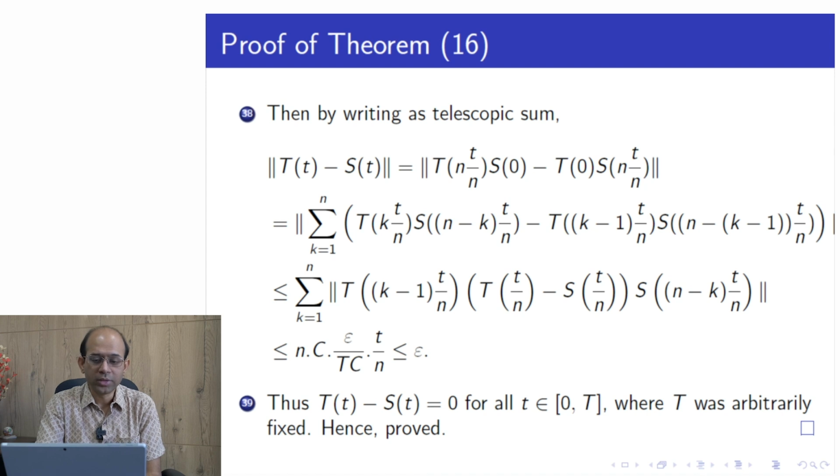That we have proved. However, this capital T was chosen arbitrarily. We have fixed capital T arbitrarily. So whatever capital T we choose, this is true, that T of t is equal to S of t during 0 to capital T. It doesn't matter how large your capital T is. So since this is arbitrarily fixed, we conclude that the semigroups T and S are identical for all finite time. So that is the end of the proof of this theorem.